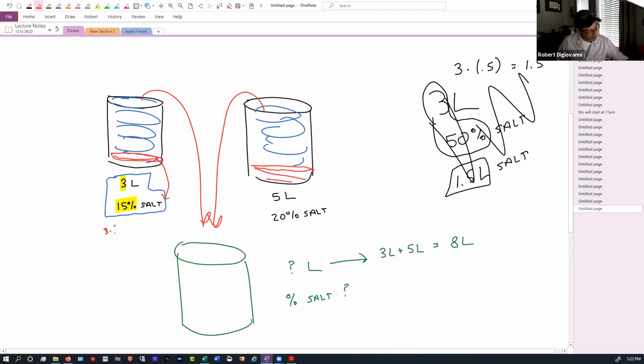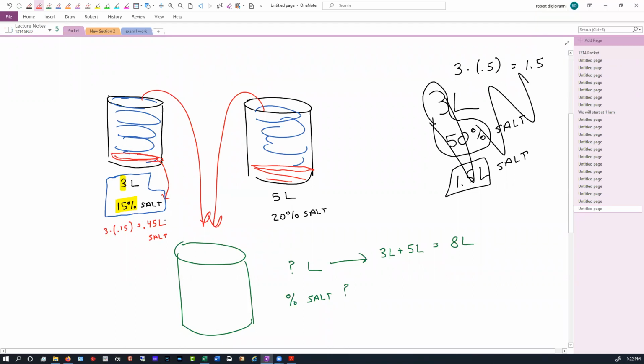3 times 0.15. So I have to convert 15% over to a decimal, which would be 0.15 times 3. I don't know why I'm doing this on my calculator. I really don't need to do that, but I did. This is 0.45 liters of salt. Is that okay?